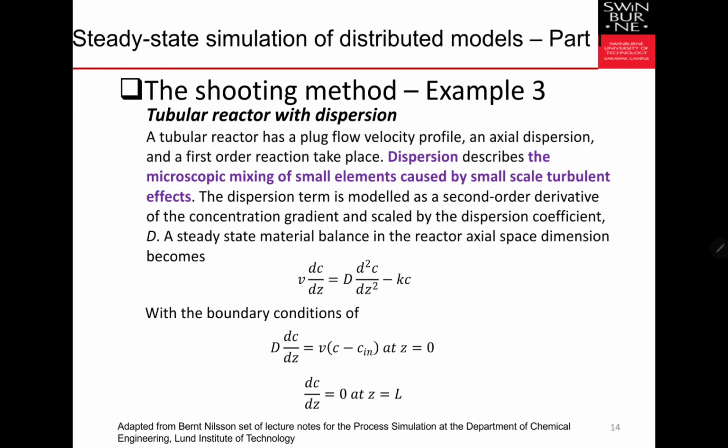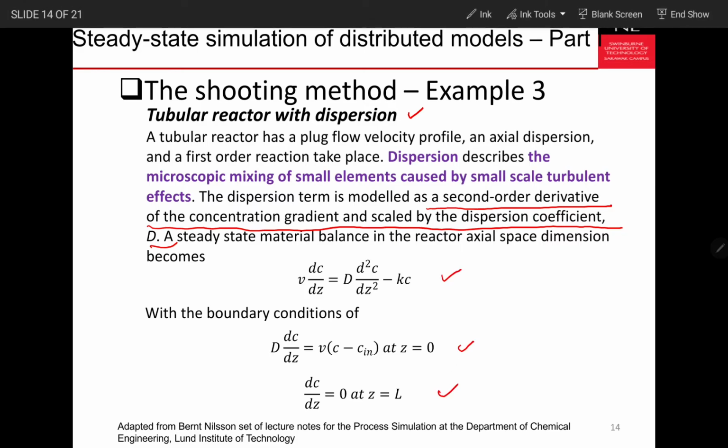Then for a particular example, here is a tubular reactor with dispersion. Let's consider a case where a tubular reactor has a plug flow velocity profile, an axial dispersion, and a first order reaction that occurs. Dispersion here describes the microscopic mixing of small elements caused by small scale turbulent effects. The dispersion term can be modeled as the second order derivative of the concentration gradient and scaled by the dispersion coefficient d. A steady state material balance in the reactor axial space dimension becomes this, with the two boundary conditions here. The details are given in your additional materials.